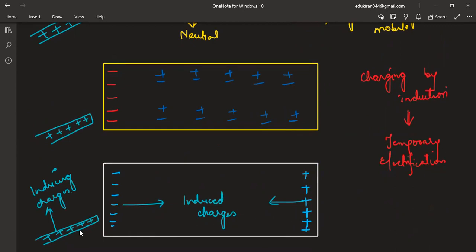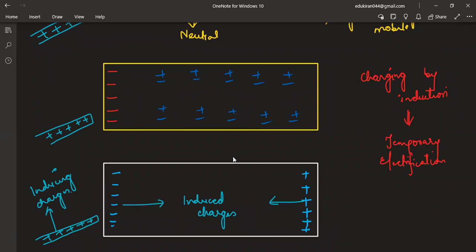Even if I bring up a negatively charged rod, what will happen? All the negative charges will get repelled and positive charges will stay at a point. Always remember, positive charges do not move. It's either the negative charges that get pushed or pulled. So here, if a positive rod is there, negative charges will get attracted towards the end. If this was a negative rod, they'll get repelled towards the end.